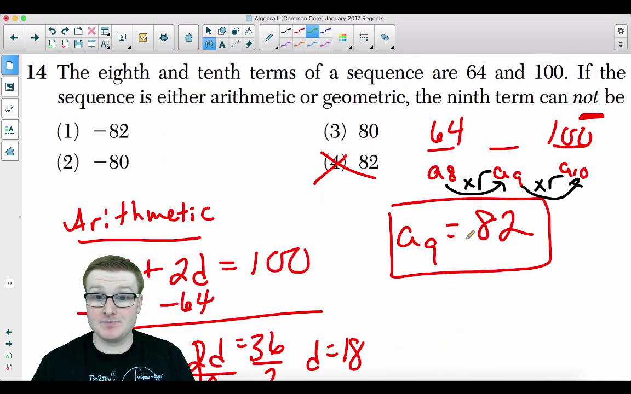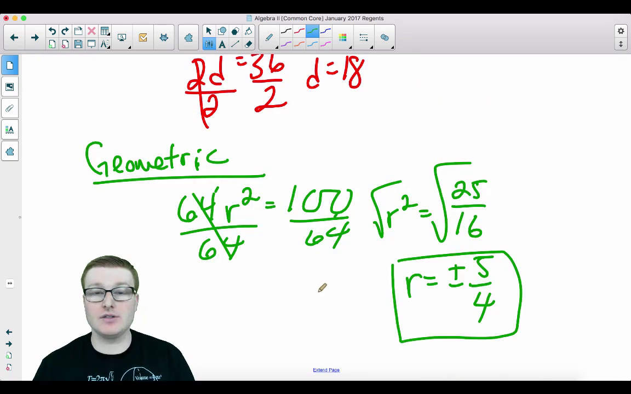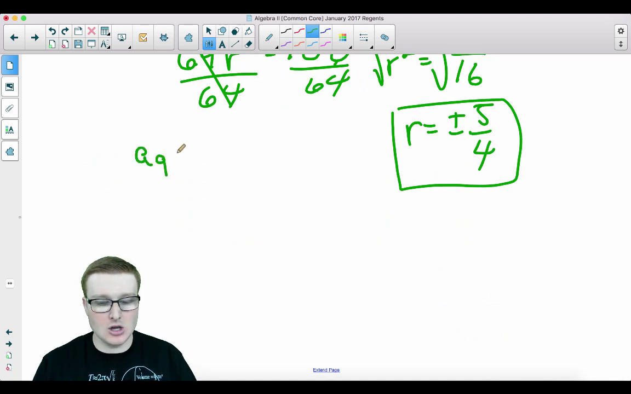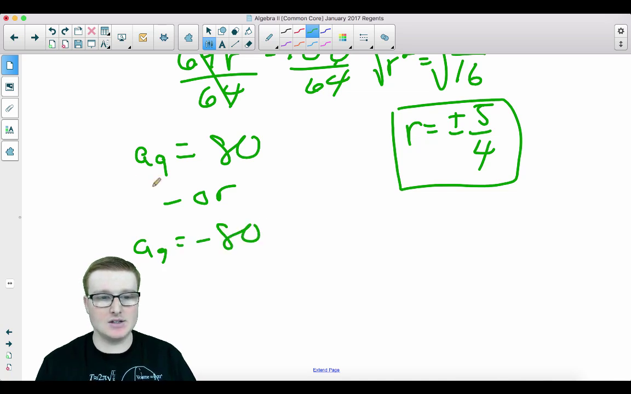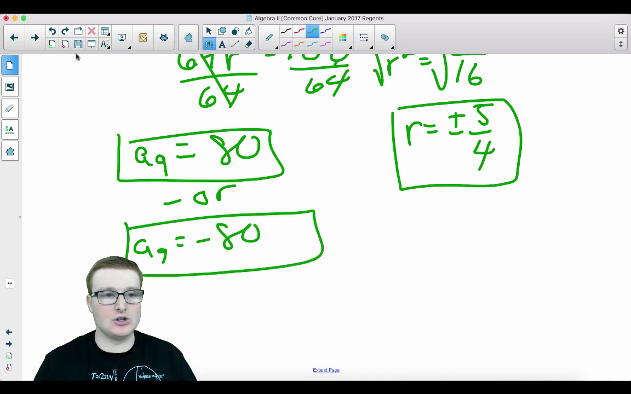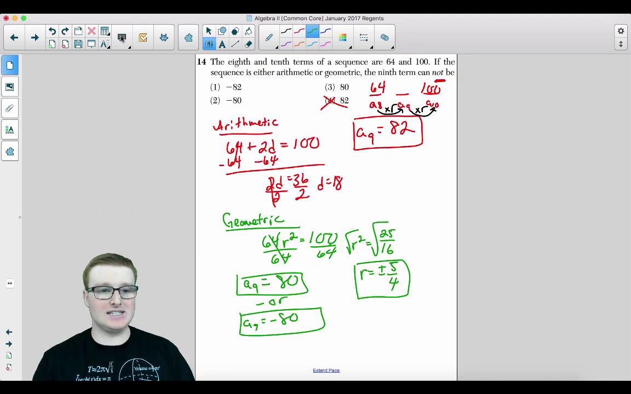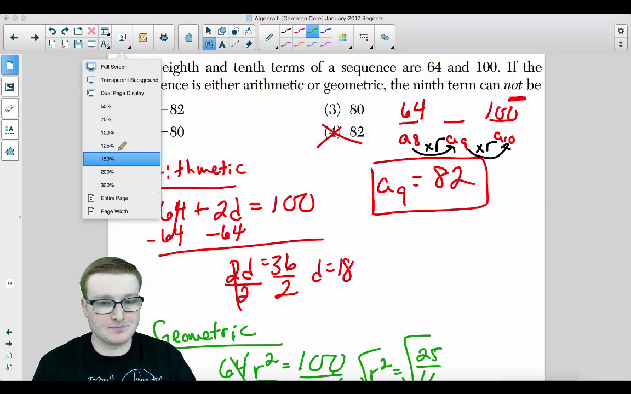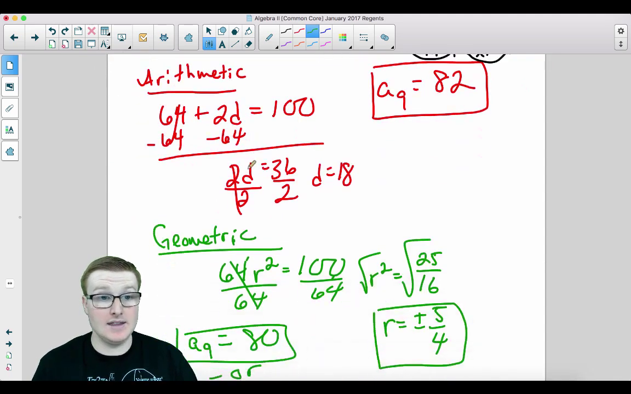So this answer, a sub 9, could be two different answers under the geometric sequence. What we need to do is take 64 and multiply it by positive 5/4 and negative 5/4. So a sub 9 could be 80, or it could be negative 80. So it could be any one of those two answers for geometric. The only answer that does not work in this case would be, let's see, 82, 80, negative 80. Your answer is negative 82. That cannot result from this information. And that's how you do that question.